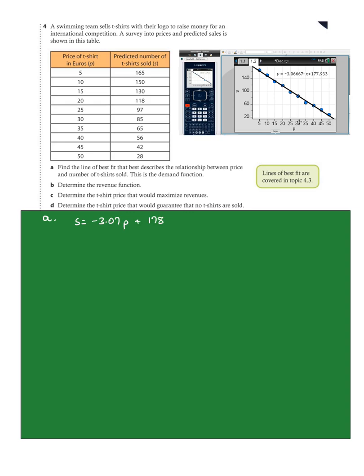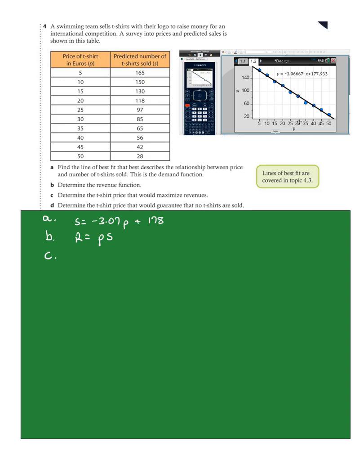Let's now have a look at B. Determine the revenue function. Well, the revenue is just the price times the numbers sold. So that would be R equals P times S. All right. Now C, determine the t-shirt price that would maximize revenues. All right, well, so it's suggesting we need a quadratic, maximize revenues there.